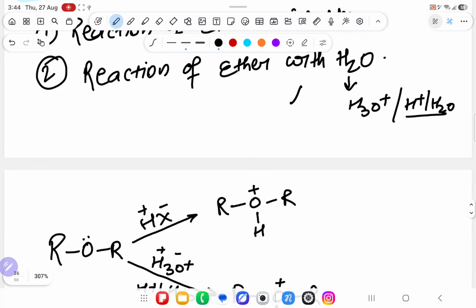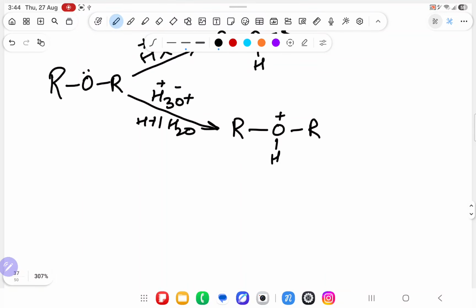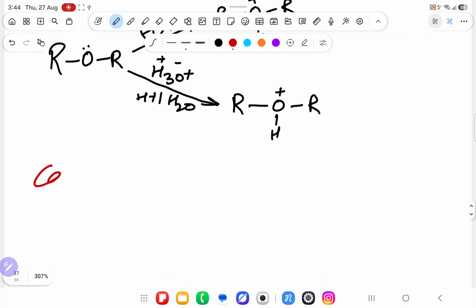This process is also known as hydrolysis. Now the question arises: which part will the X go to, which part will the OH go to, and which mechanism will it follow? The first case, number 1.